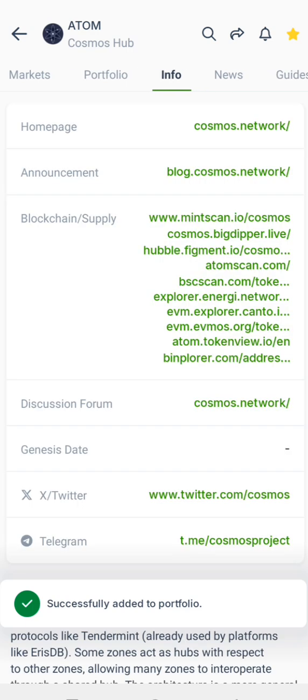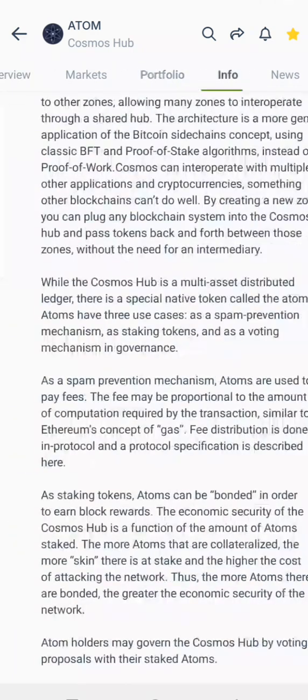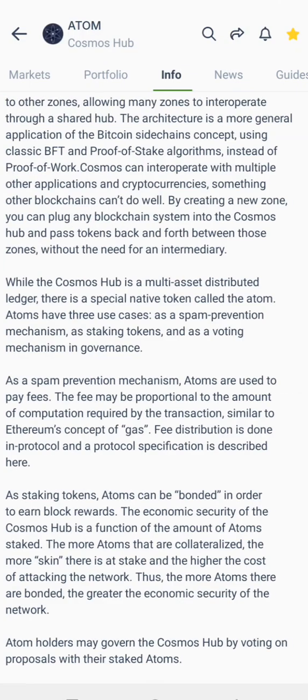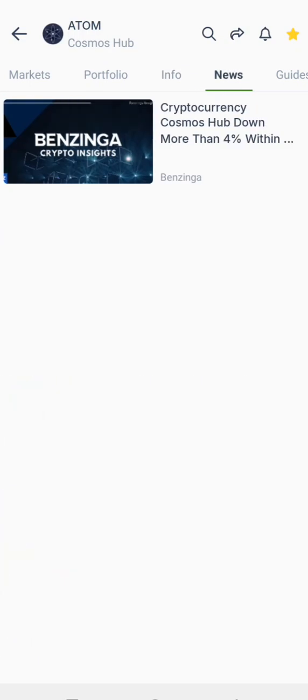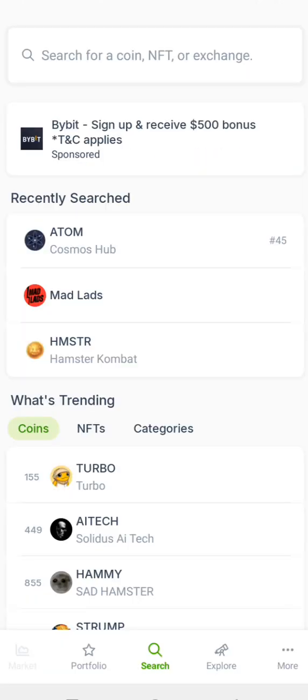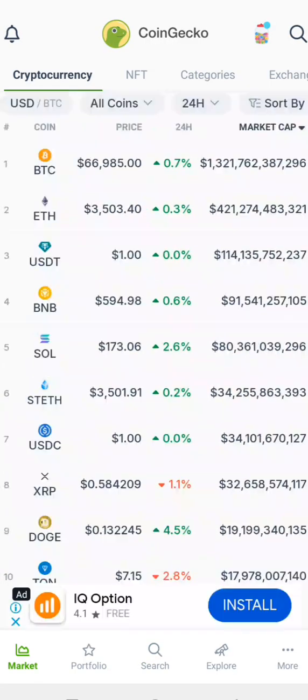Then as you can see, we scroll to information about this Atom. You can read and know since when the coin you are analyzing has been existing. So let's go back.